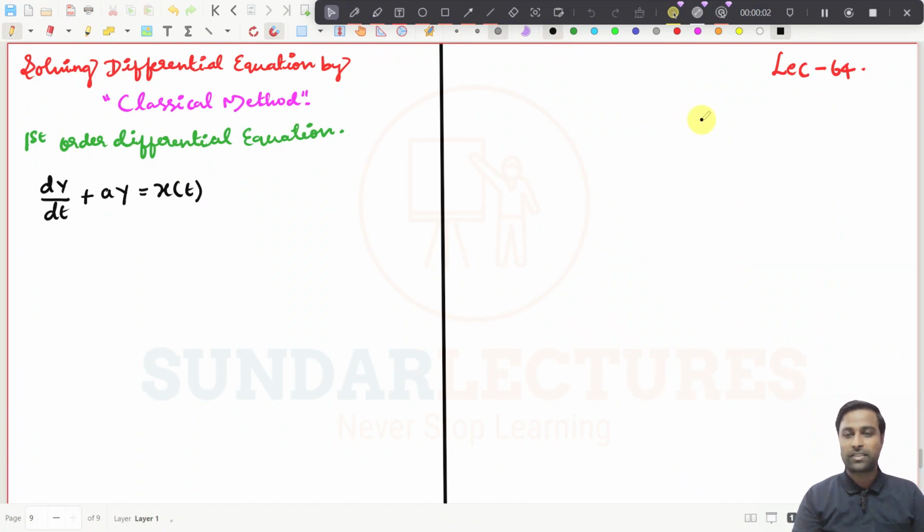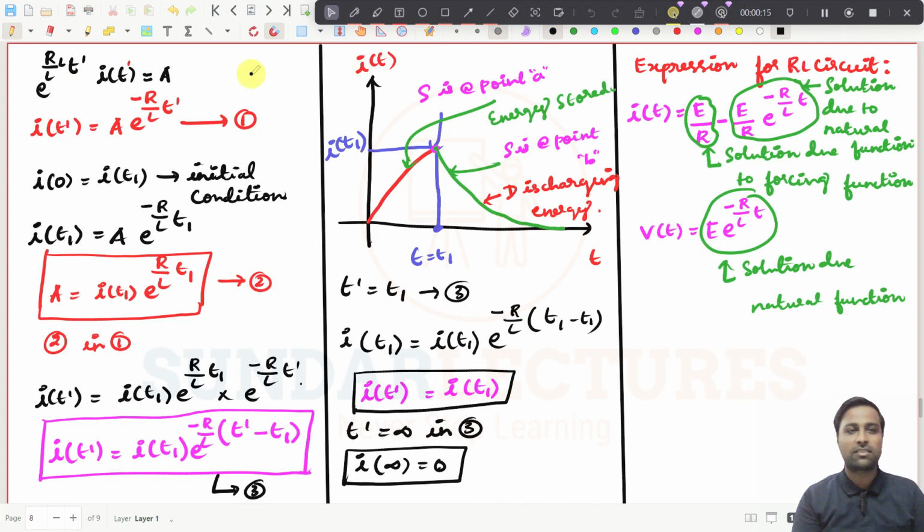Welcome to Sundar's lecture. This is lecture number 64, and in this lecture we are going to see solving differential equation by classical method. What are all the topics we have seen in the previous class? We have concluded with discharging energy in an inductor, or from the inductor. We have concluded one thing in the previous class.